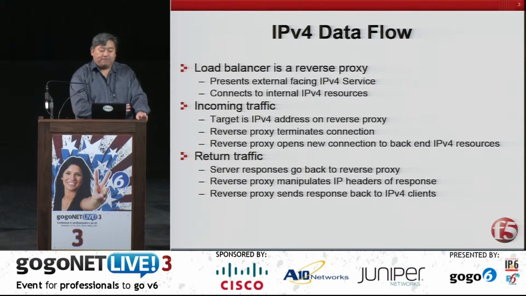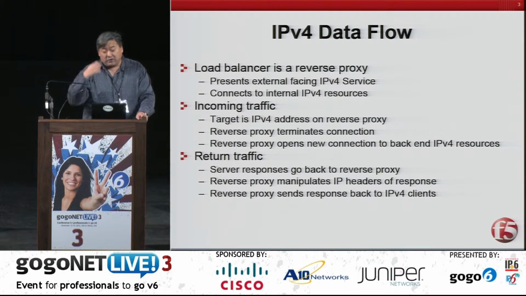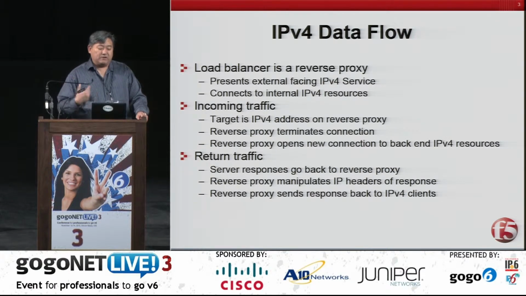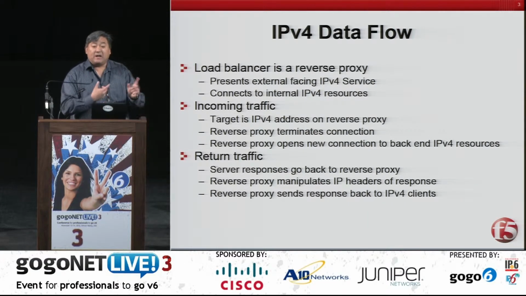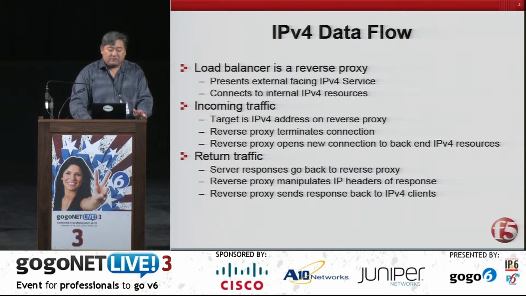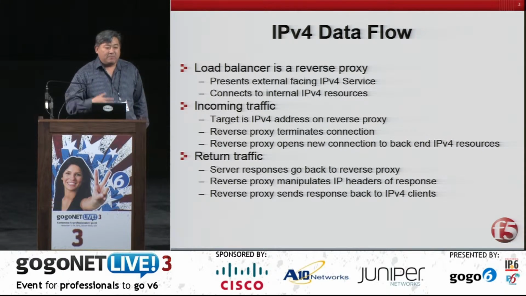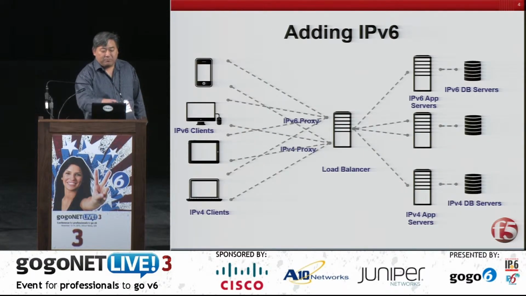So incoming traffic hits your reverse proxy. The reverse proxy terminates the connection, opens up a new connection to the back-end resources, and return traffic goes from the server to the reverse proxy. The reverse proxy is doing some header manipulation, possibly swapping out IP addresses, port numbers, what have you, and then sends the response back to the IPv4 clients that are out there. And so, as has been mentioned many times before, the easiest way then to have IPv6 services is to essentially put an IPv6 gateway in front of your existing service. And so that pretty much looks like this.